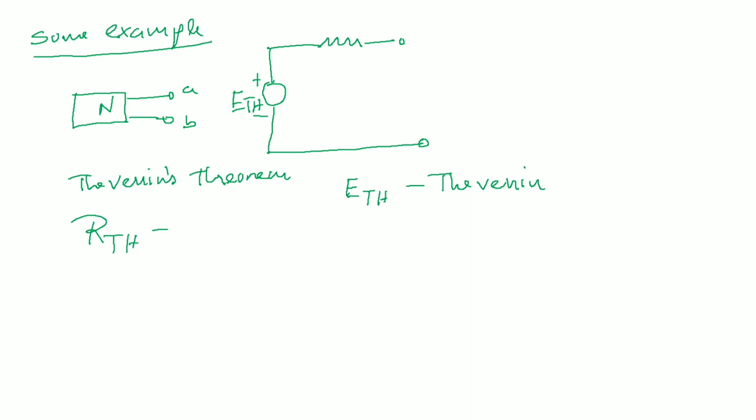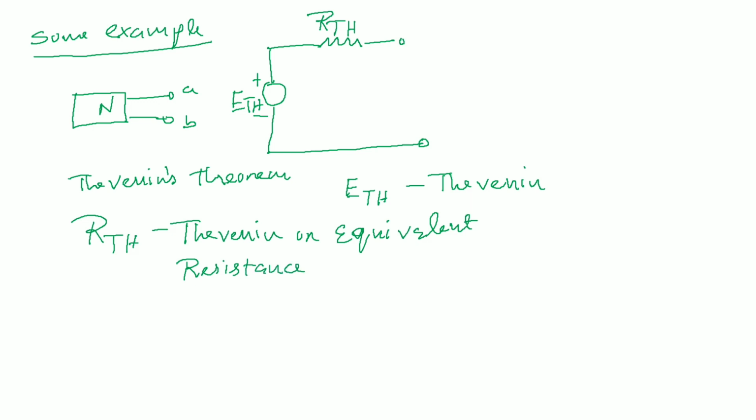RTH may be calculated as the resistance seen across A, B with all independent sources in N set to 0. If however the network also contains dependent sources, the procedure is different. Terminals A, B are connected together and the short circuit current ISC flowing through AB is determined. Then RTH is equal to ETH divided by ISC. Remember this formula. This is the short circuit current.